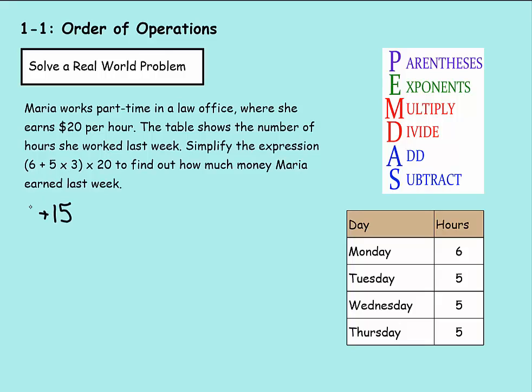Plus the 6 now. Remember that stays in parentheses till we're done. Times 20. So then we're going to finish this first. 6 plus 15 is 21. Now it's going to be times 20. The parentheses go away. 21 times 20 is 420. So that's how much money Maria earned last week.